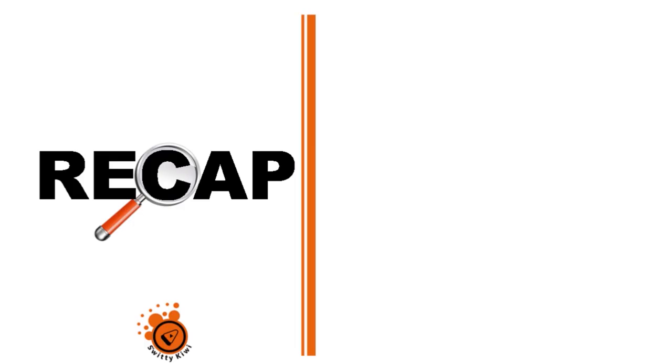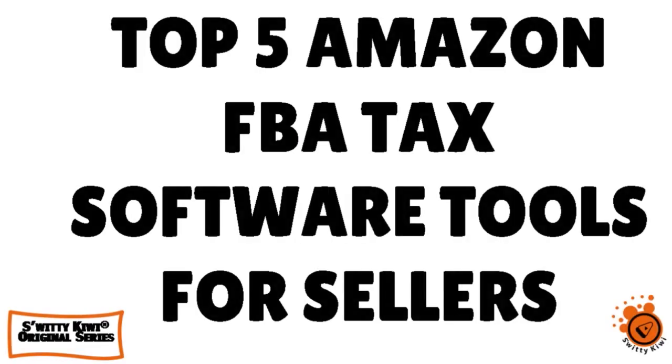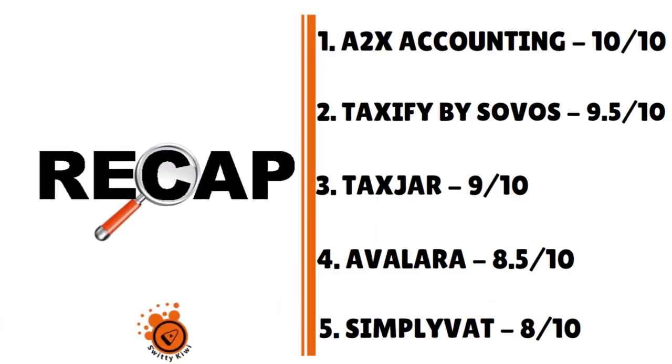I want to quickly recap what we talked about today. We spoke about the top 5 Amazon FBA tax software tools for sellers. Number 1, A2X Accounting, 10 over 10. Number 2, Taxify by Sovos, 9.5 over 10. Number 3, TaxJar, 9 over 10. Number 4, Avalara, 8.5 over 10. Number 5, Simply VAT, 8 over 10.